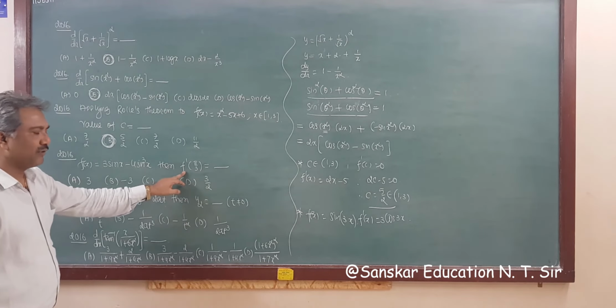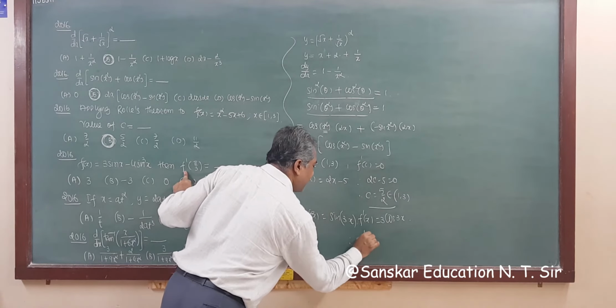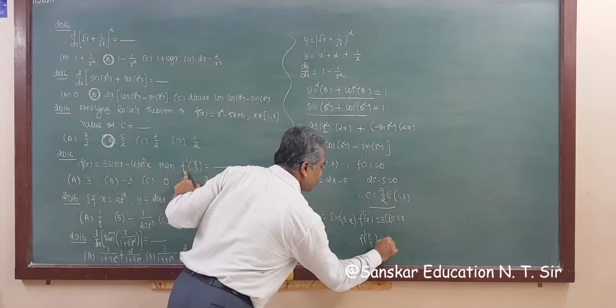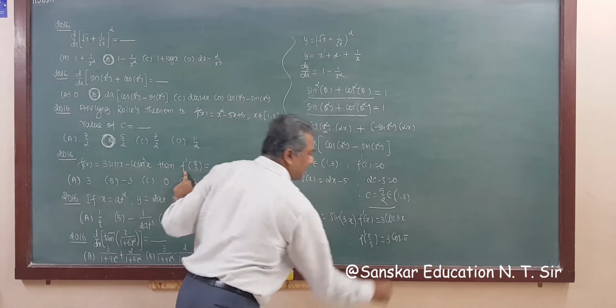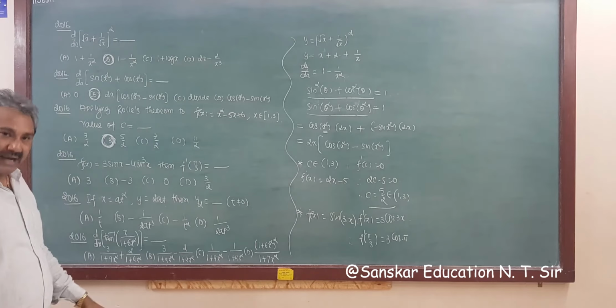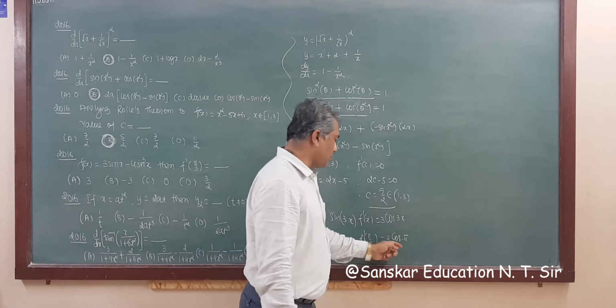Now we have to find f dash pi by 3. That is, f dash pi by 3 is equal to 3 cos 3 pi by 3, that is pi. Cos pi is minus 1, that you know. So cos pi is minus 1.